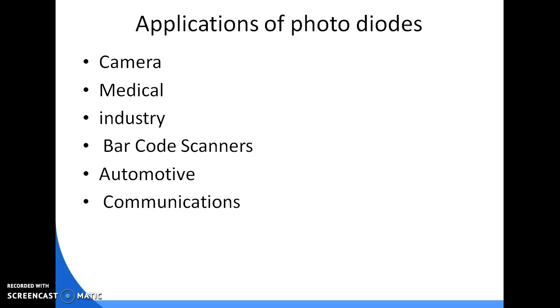So in this chapter we have discussed different types of sensors and different types of transducers. We have discussed the difference between sensor and transducer, and we have discussed the construction and applications of different sensors and different transducers in different fields. And this completes our second chapter of mechatronics, that is, sensors and transducers.